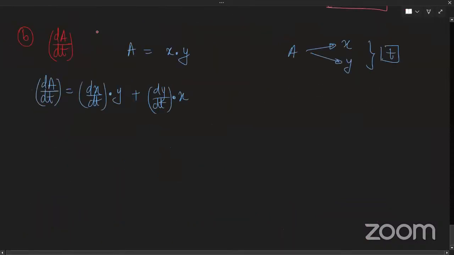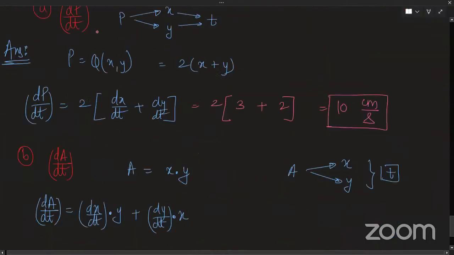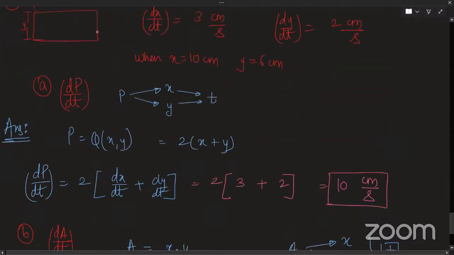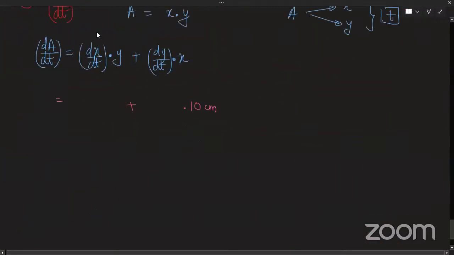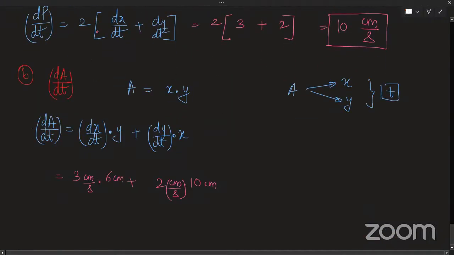So x is given to me as 10 centimeter, and dx by dt is 3. And y is 6, dy by dt is 2. So this thing is 2, this thing is 3, and this thing is 20, and this is 6.